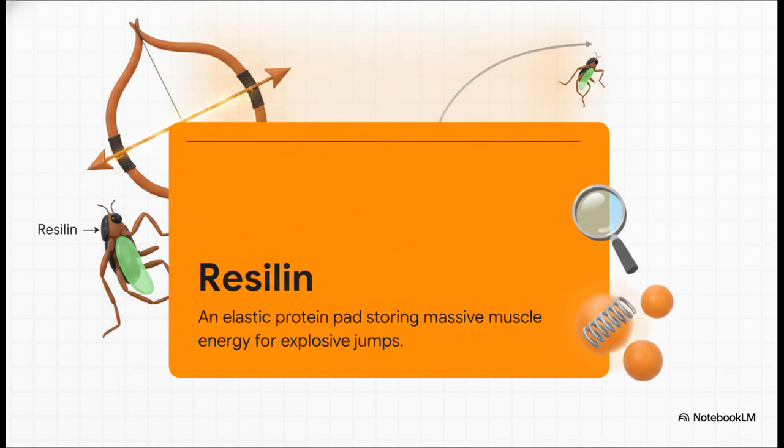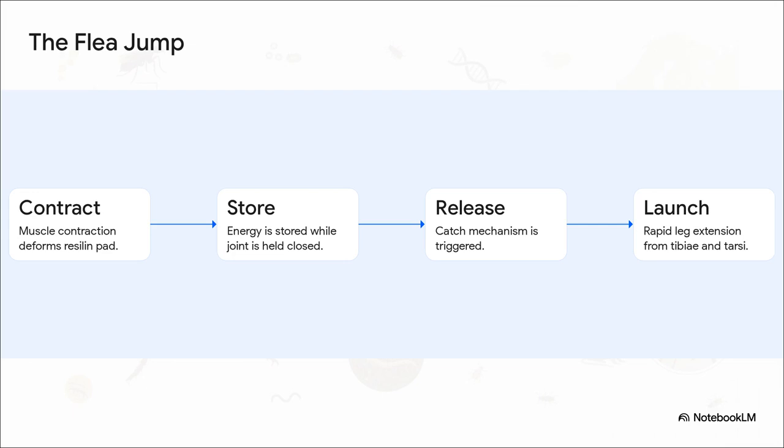Fleas use it to store massive amounts of muscle energy, kind of like pulling back the string of a really tight bow, which sets them up for a truly explosive jump. Here's the play-by-play of how that physical act of jumping actually works.